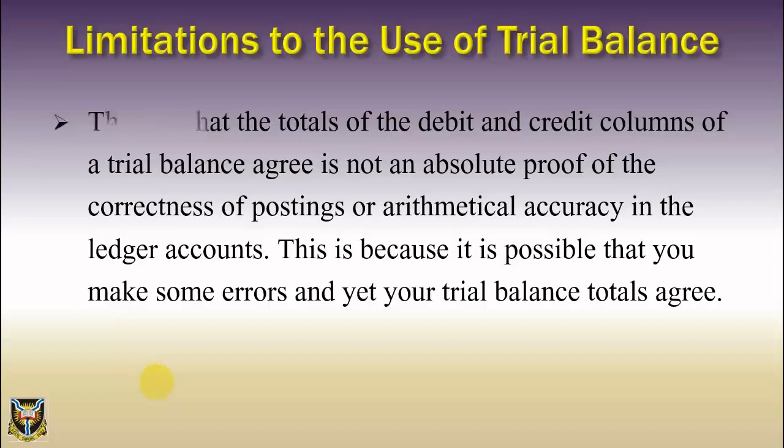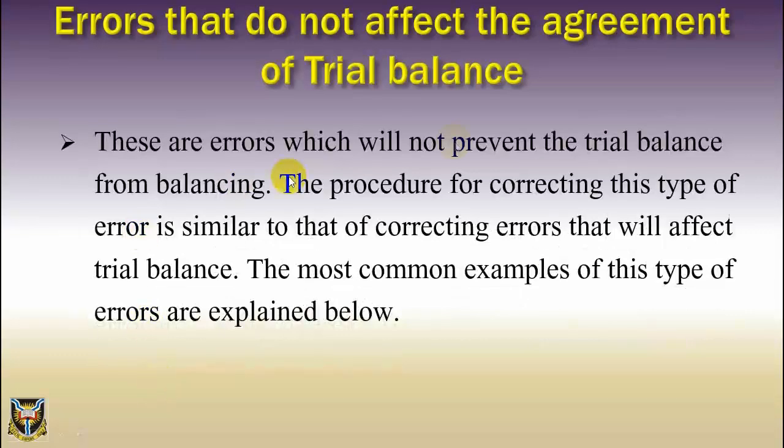This is interpretation of trial balance. Errors that do not affect the agreement of the trial balance are errors which will not prevent the trial balance from balancing. That is, in spite of these errors, the trial balance total will still agree. The procedure of correcting this type of error is similar to that of correcting errors that will affect trial balance. The only difference is that in this case, you will be able to identify the two accounts affected by the error without involving suspense accounts. The most common examples of this type of errors are explained below.